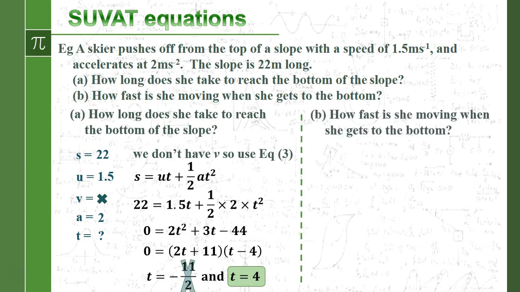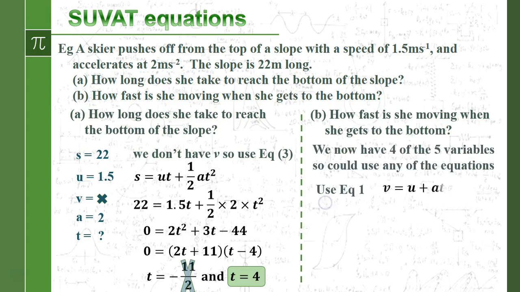What about part B? How fast does she move when she gets to the bottom of the slope? Well, if you look at it over here now, you'll see that we have got 4 out of 5 variables, and what that means is we can pretty much use any of the equations at all, except the one that doesn't use V. So it doesn't really matter which one I pick, but I'm going to go for that one because it's just the easiest. V equals U plus AT. Plug in the values, and there we go. She's travelling at 9.5 metres per second when she gets to the bottom of the slope.